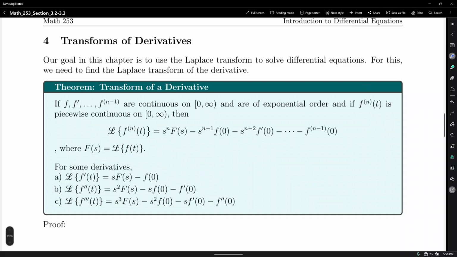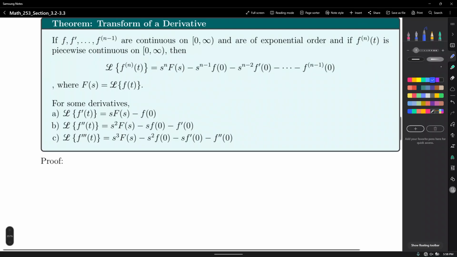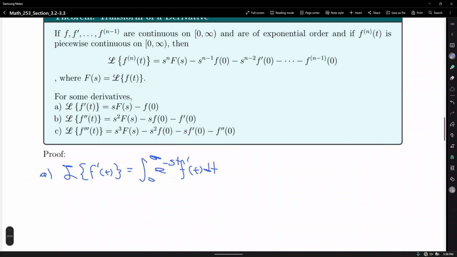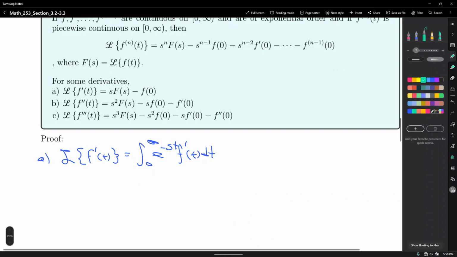Okay, but how do we get these? So letter A, this is the transform of f prime of t. That is the integral from 0 to infinity of e to the negative st f prime of t dt. In this case, I'm going to use integration by parts to evaluate this integral.